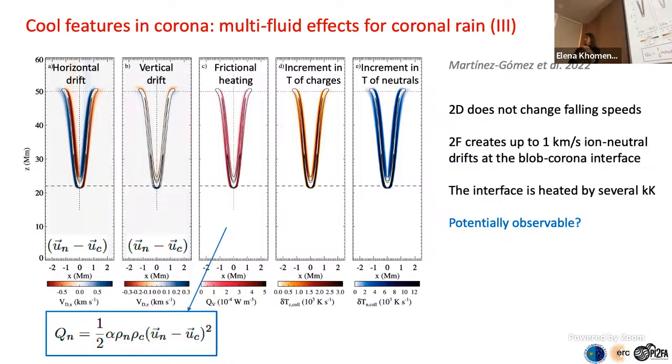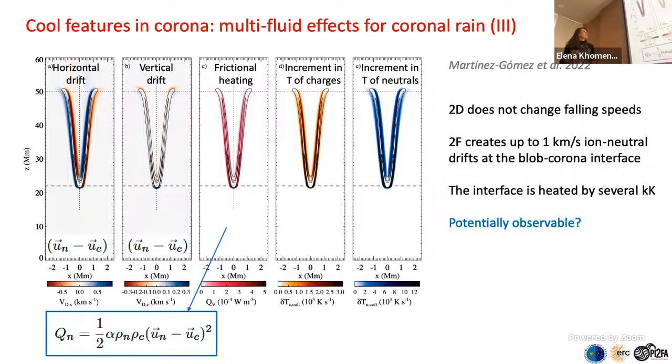So once we have these drifts, once we decouple ions and neutrals, we have friction, and that produces a heating. And this is what we see also here in contours. So you see here that there is a heating. Along the trajectory of these coronal rain bubbles, when they fall to the chromosphere, in the transition region between this cold bubble and the hot corona, all the way, you have high drifts, both in vertical and horizontal directions, and you have associated frictional heating.